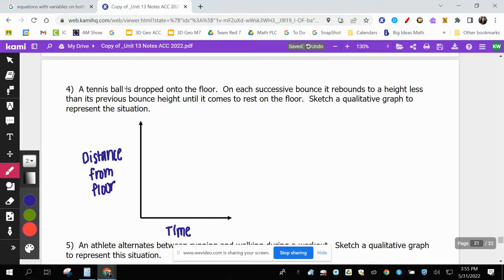Okay, so now since the tennis ball is dropped onto the floor, it's going to start at some distance that is higher than 0. So it's going to start at some high distance. It's going to be dropped onto the floor, which means the distance from the floor is going to become 0. And at each successive bounce, it rebounds. So it's going to bounce, but it's going to rebound to a height less than its previous bounce height until it comes to a rest on the floor. It doesn't tell us how many times this happens, but we can make a guess. And that would be my qualitative graph until the tennis ball is on the floor, and the distance from the floor would be 0.